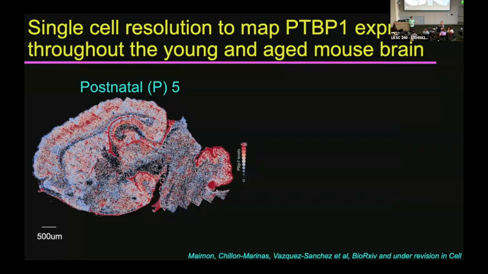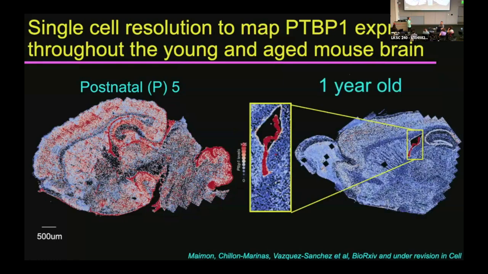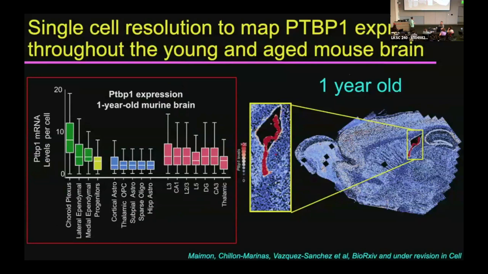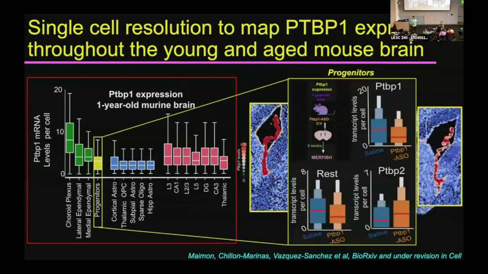However, when we look, to our surprise, in 1-year-old, we see that it's way more confined. This is the same scale, but we start seeing that PTB is actually confined to the subventricular zone. So this is the ventricle. It's another neurogenic niche. And you see that PTB is highly expressed in the choroid plexus, which are these cells here in the middle, and ependymal cells, lateral ependymal, and importantly, also in progenitor cells here in yellow. And we think it's important because when we deliver the ASOs and wait for 2 weeks, we really saw reduction in all the ventricle, but specifically we saw reduction in PTB and its target only in progenitor cells. So it narrowed down our investigation to these progenitor cells.